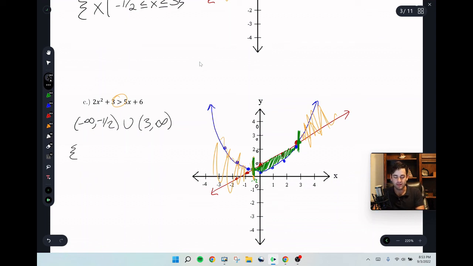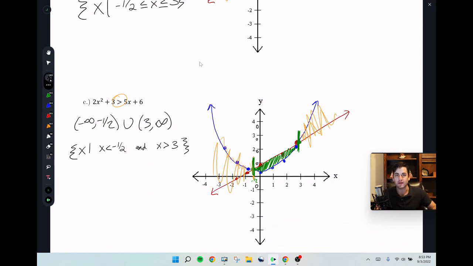If you want to do it in set notation, you can do X bar, and we can say that X is less than negative 1/2, and X is greater than 3. Those are the two sections that we're allowed to use for X. Everybody good with that?